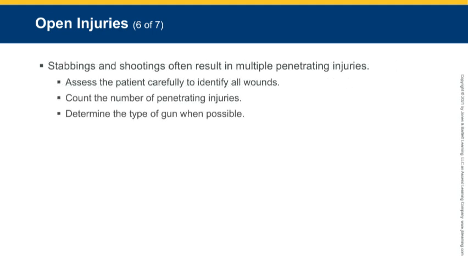Penetrating injuries occur when an object, such as a knife or bullet, pierces the skin. These injuries may appear minor on the surface but can cause extensive internal damage. For gunshot wounds, assessing the number of wounds and determining the type of firearm used can help gauge the severity of internal trauma.